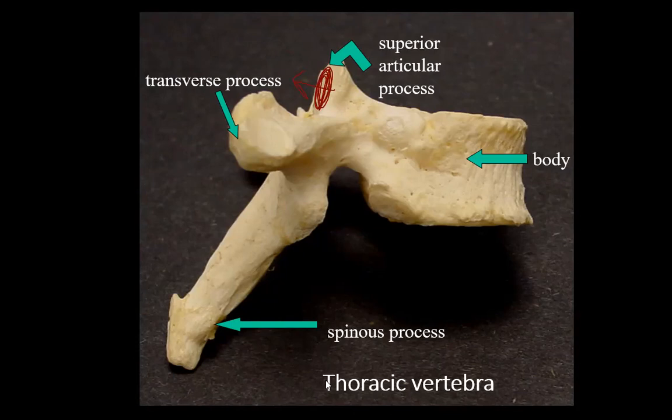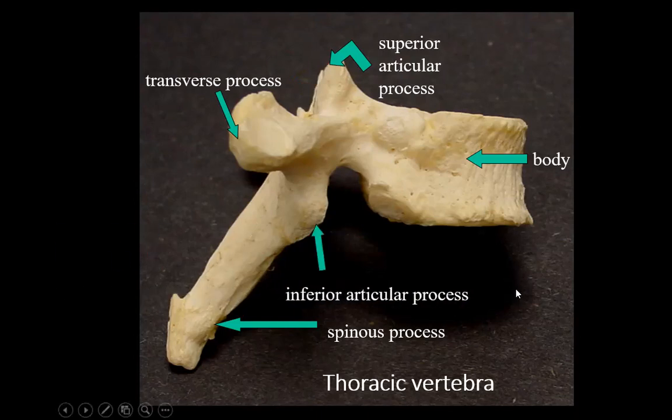Now, if you have a superior anything, you're going to have an inferior, and you do. There's an inferior articular process that will nest on top of the superior surface. Let me clear this and I'll show you now. So there's the superior articular surface.